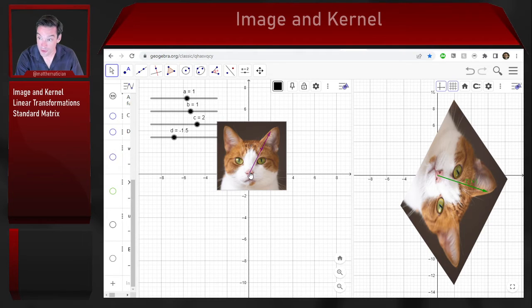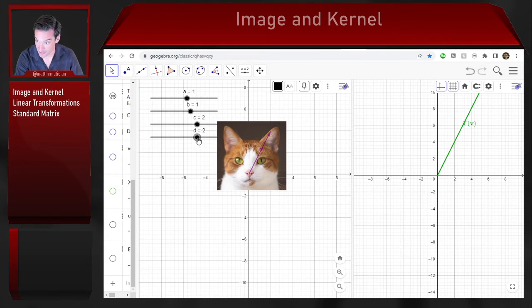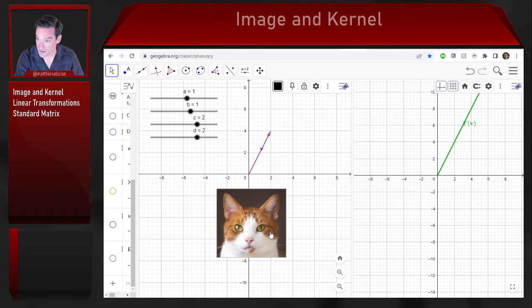So the cat nose at the origin ends up having a cat nose at the origin over here on this side as well. But it might be the case that there are other vectors that are also getting sent to the origin as well, besides the zero vector. So let's see if we can make such an example here. So I just need to get that green vector to be the origin without having the purple vector be the zero vector. Here's an example.